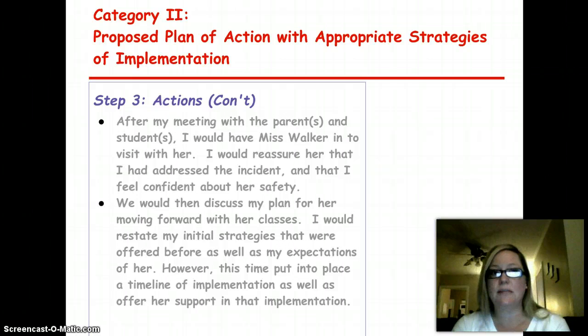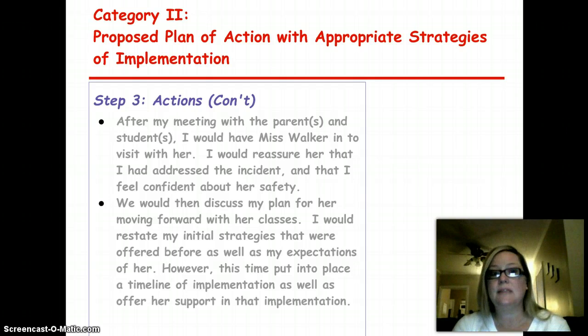Additional actions that I would take after my meeting with the parents and the students, I would have Ms. Walker in to visit with her. My first purpose in that would be to reassure her that I had addressed the incident and that I feel confident about her safety, knowing that that was something that she was worried about. We would then discuss my plan for her moving forward with her classes.